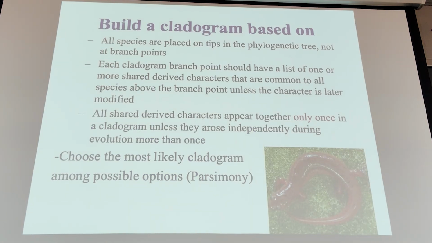So we've already kind of did this. All species are placed on the top. Each cladogram is a hypothesis that shows shared derived characters as you move up and separate groups out. There's an outgroup to determine plesiomorphies. And we're going to choose the most likely clade based on parsimony. Okay, that is the fewest steps.